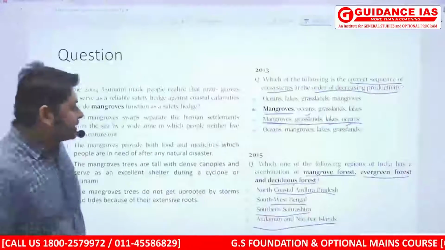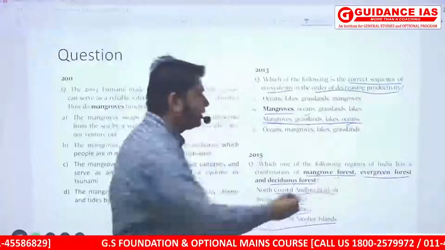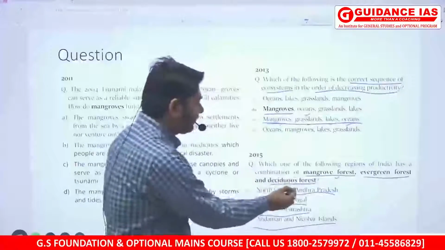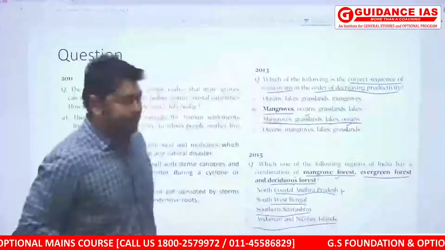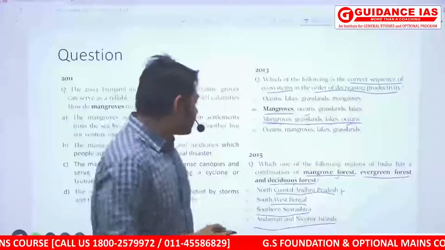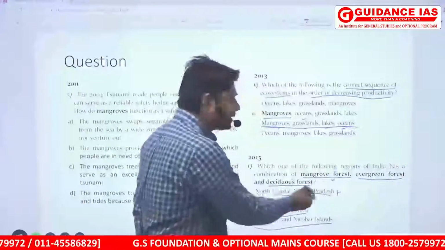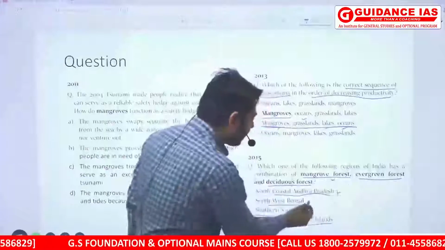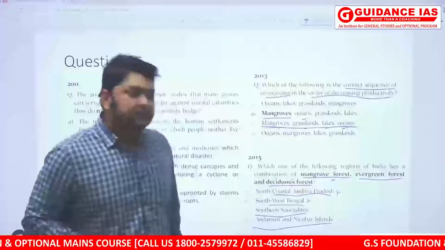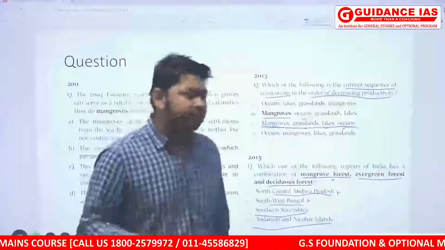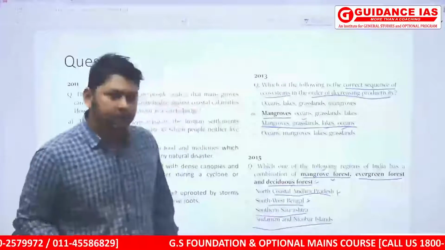By the options we can see that in Andhra Pradesh we can find mangroves and deciduous forest, but we will not be able to find evergreen forest in this region. In West Bengal, we will find mangrove forest and deciduous forest, but not evergreen forest. So this will be out. Now, the third region is Southern Saurashtra. In the Saurashtra region, we will find mangrove and deciduous forest, but not evergreen forest.